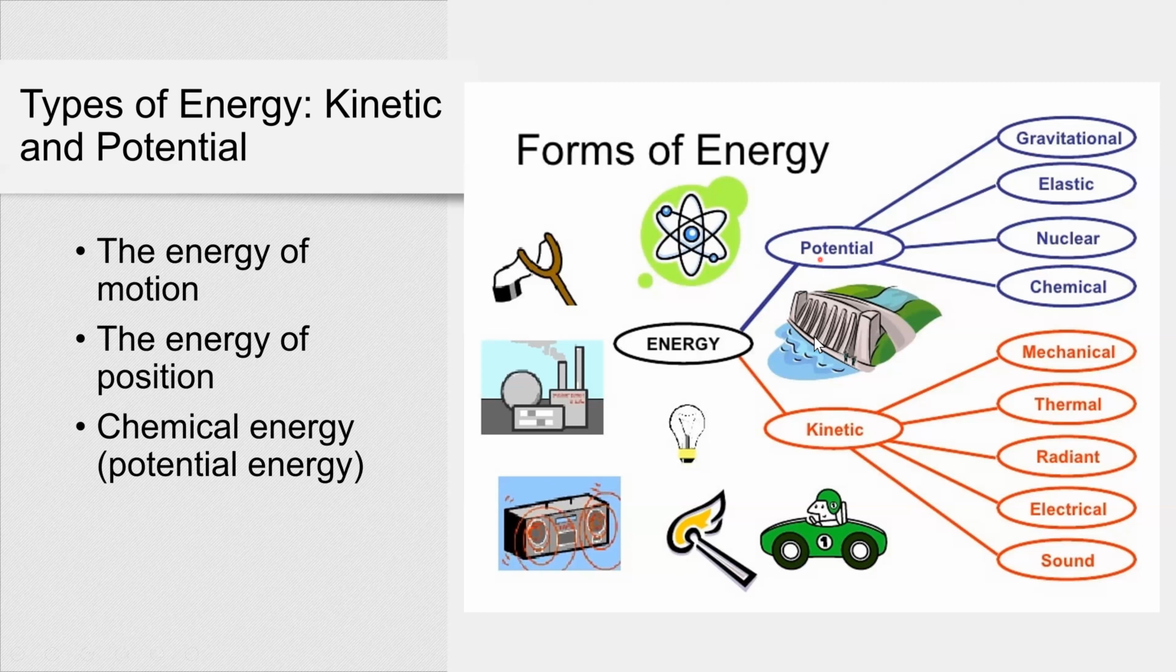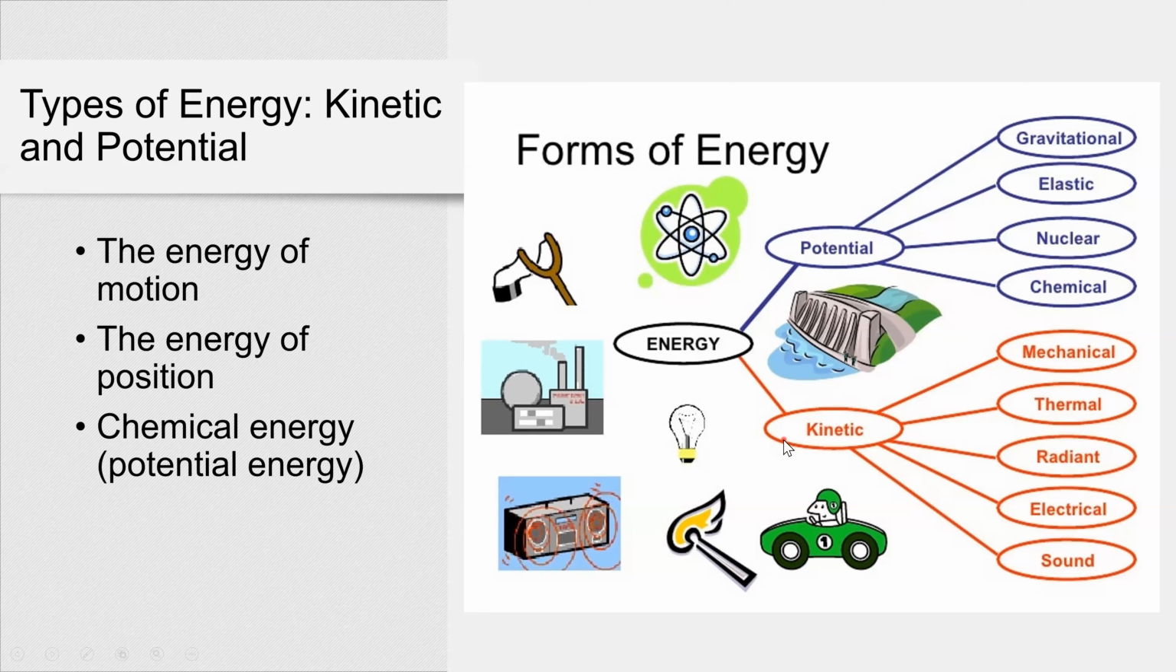However, what we can do is convert or change one type of energy into another. We can change potential energy into kinetic energy. We can change kinetic into potential. We can change chemical energy into mechanical energy. And we can transfer energy from one spot to another spot.